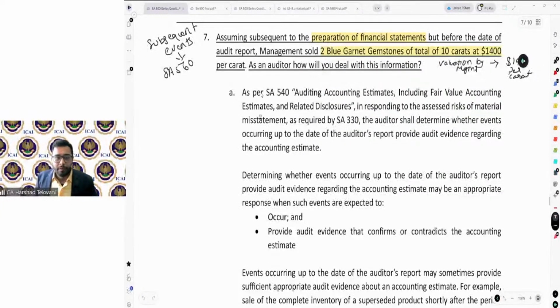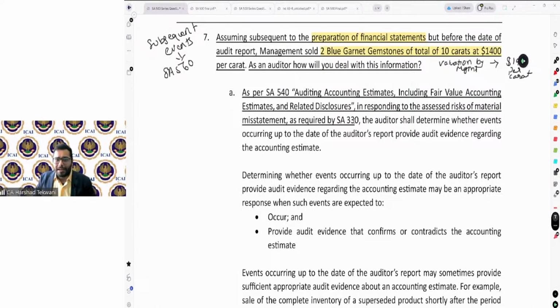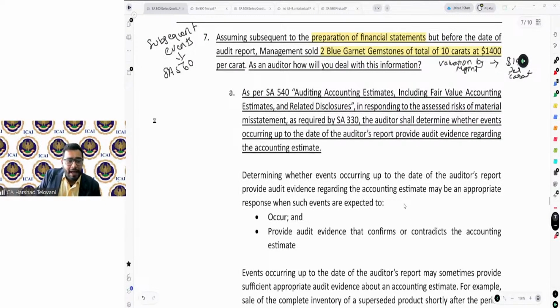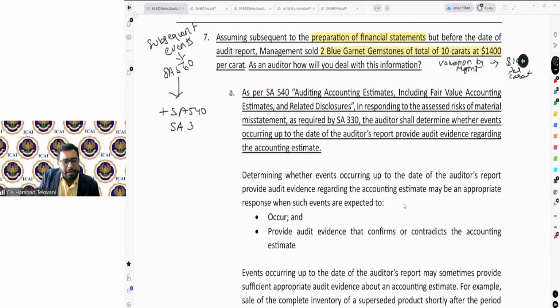SA 540 says that in responding to assessed risk of material misstatement as required by SA 330, the auditor shall determine whether events occurring up to the date of the auditor's report provide audit evidence regarding the accounting estimates. It means apply SA 550, 560, plus 540, plus 330, and check whether there are any events occurring up to the date of the auditor's report that provide audit evidence regarding the accounting estimate.